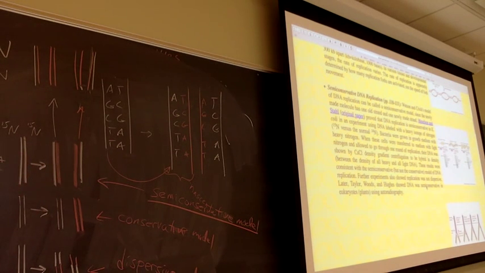What would you have seen if conservative replication had been true? At the first generation, what would we have seen right here? You'd have had a heavy band and a light band. The clincher, the real, yeah, go ahead. I'm sorry, I'm confused.